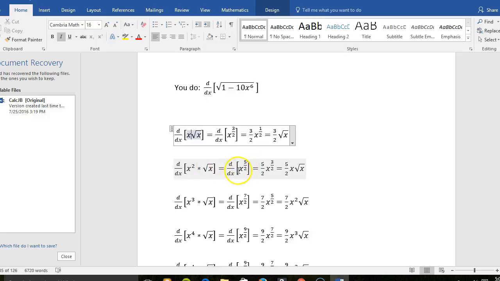Now then we execute the derivative. The 5 halves comes down. We subtract 1 off 5 halves. 5 halves minus 1 is 3 halves. After all, 1 is 2 halves, and 5 halves minus 2 halves is 3 halves.